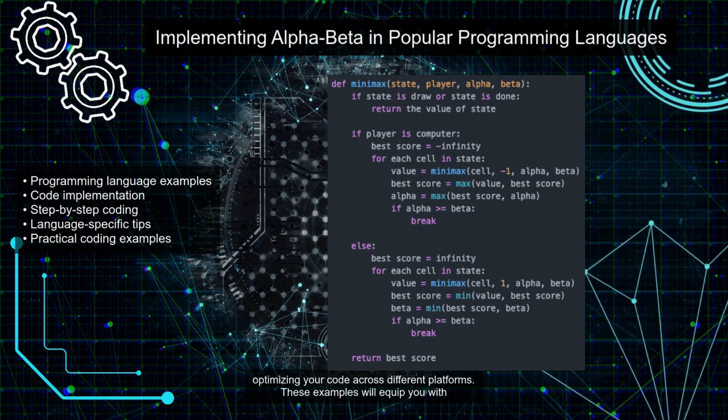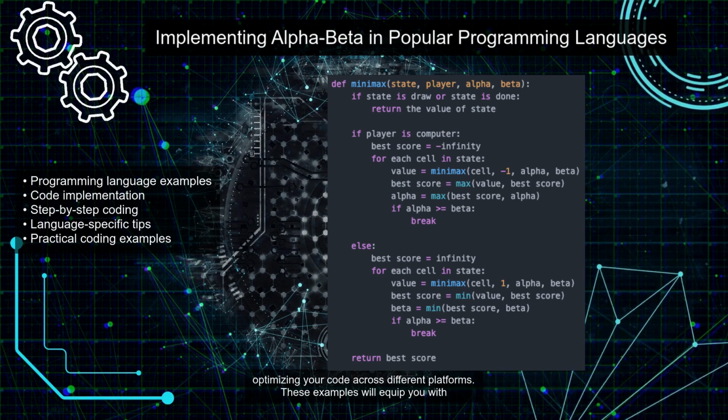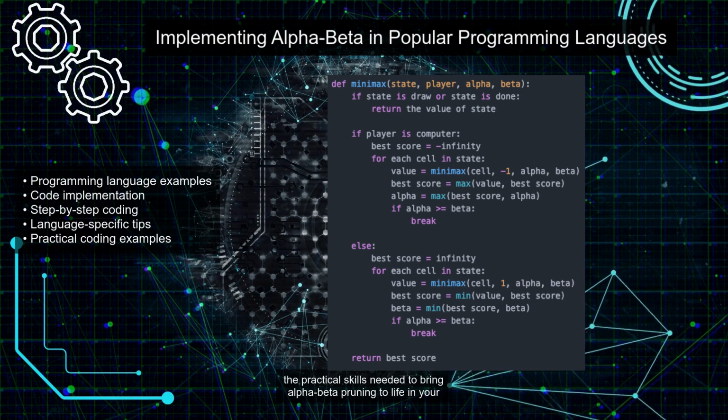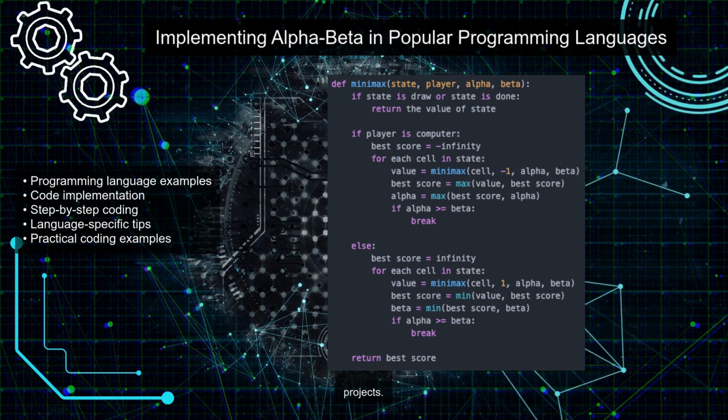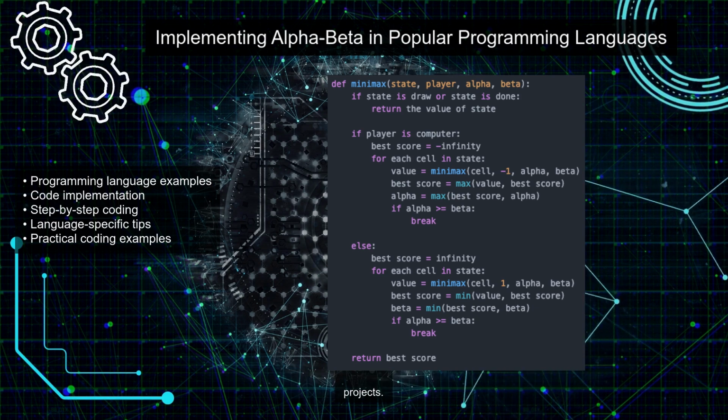We'll walk through code samples, highlighting key aspects of each implementation, and provide tips for optimizing your code across different platforms. These examples will equip you with the practical skills needed to bring alpha-beta pruning to life in your projects.